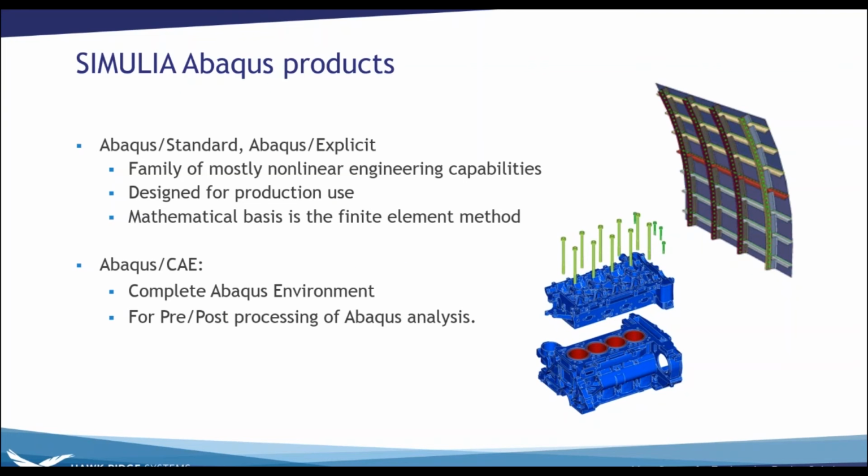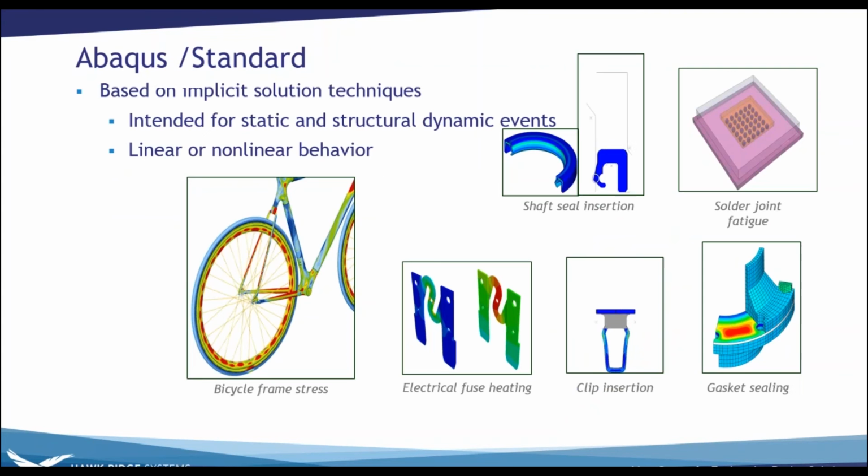Now the products are based on two types of solvers, the standard and the explicit. They both can handle nonlinear capabilities, and they are meant for production use, and they're based on the finite element method. And when you buy the tool or you lease the tool, it also comes with Abaqus CAE, which is the pre-post processor. CAE stands for Complete Abaqus Environment.